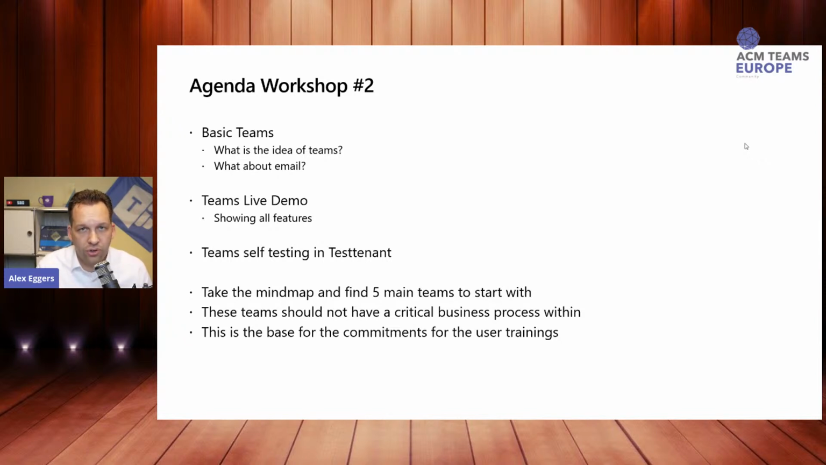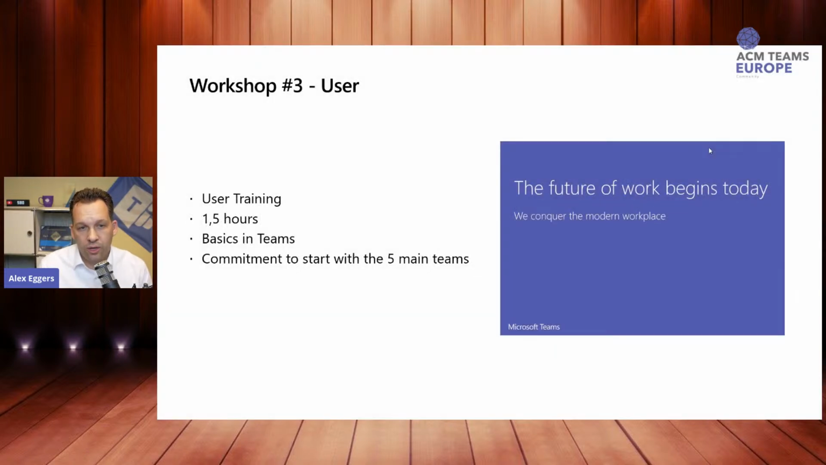This should not be critical process teams, of course, because we are starting to use Teams. This might be different for companies who already adopted Teams or started using Teams. Adopting, I cannot tell you, but they started using Teams. Maybe it's different. But when we have companies that have not used Teams before, then you start with 5 main teams, and you can use these 5 main teams for the user workshops, where you find the commitment from these attendees, the company colleagues, that we start using Teams with 5 main teams.